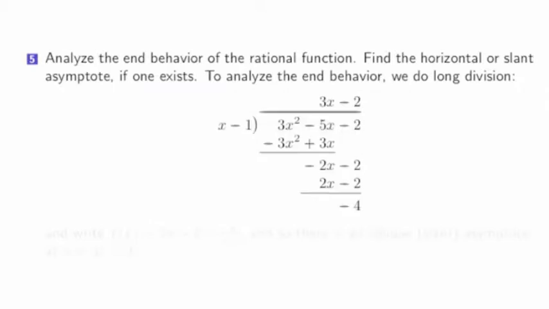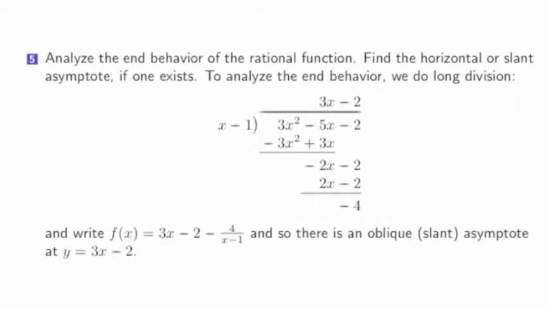To analyze the end behavior of the rational function, we need to do long division, because once I've reduced it, we have a quadratic in the numerator and a linear term in the denominator. And so my rational function now begins to look like the quotient 3x minus 2 plus the remainder minus 4 divided by x minus 1. And so there's an oblique or slant asymptote at that quotient, where y is 3x minus 2.